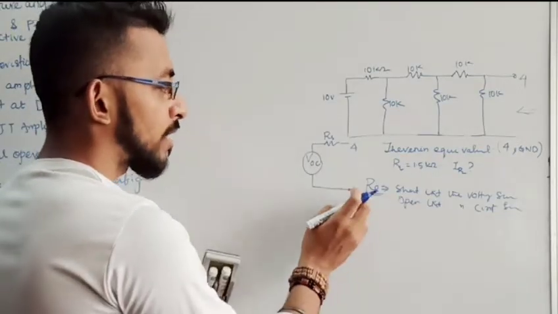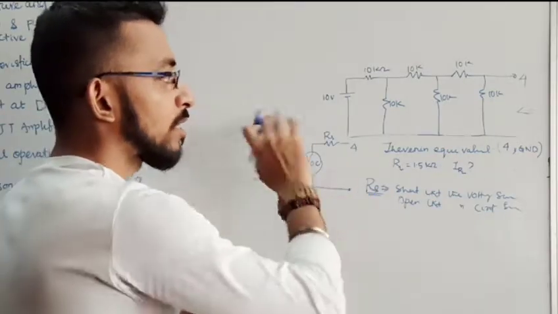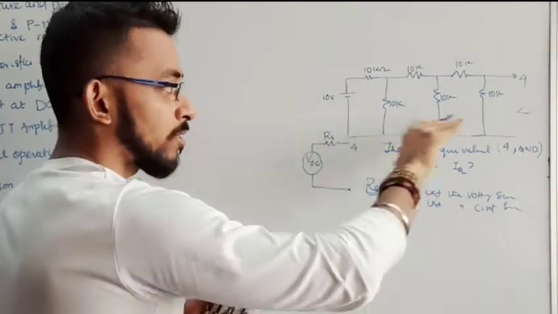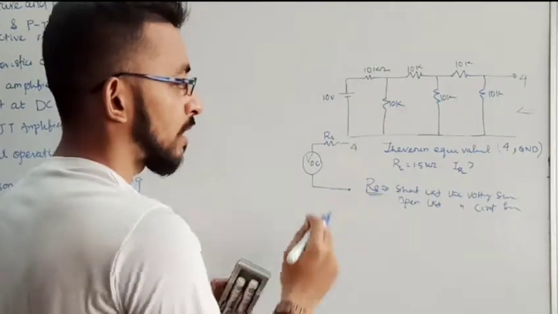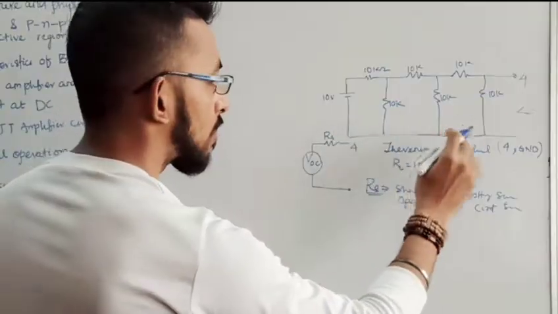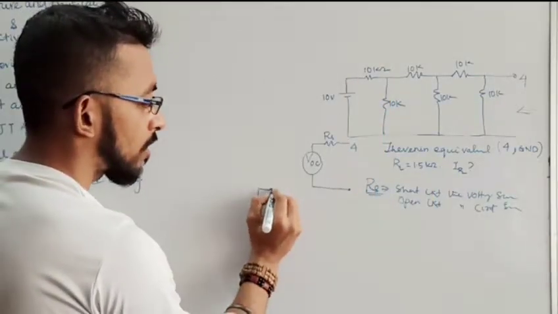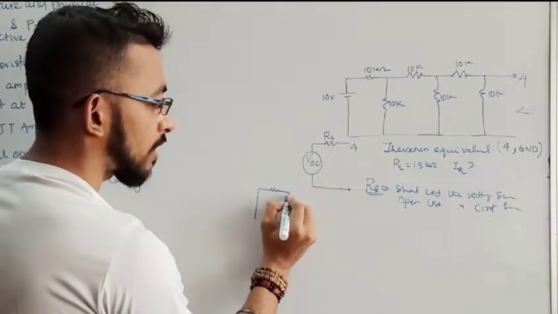One more thing we can do in this problem: we can find both RS and VOC simultaneously. As we move towards the right side, we can do two processes at a time. So let's see. First, let's find the value of RS. We are going to short circuit this path, and we will keep the resistors that are there.